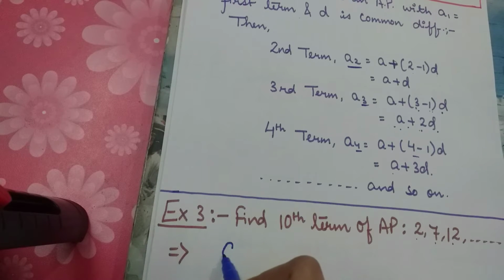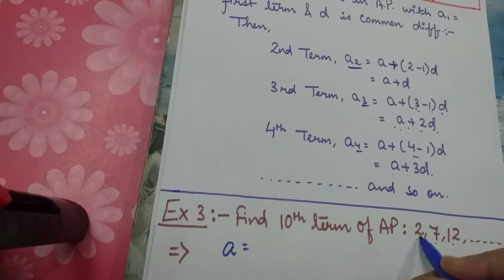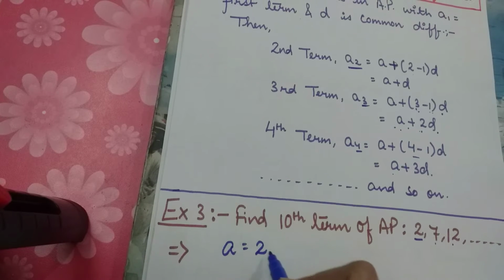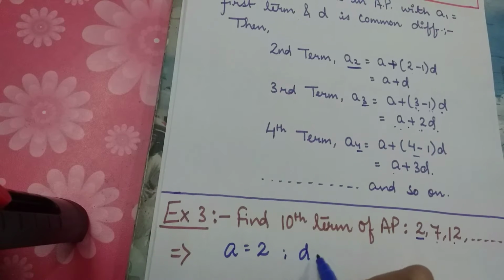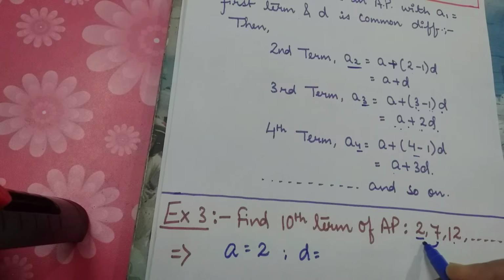What is our first term? Our first term is 2. What is our common difference? For the common difference, just subtract the first term from the second term. So 7 minus 2, what do you get? Plus 5. d is our plus 5.